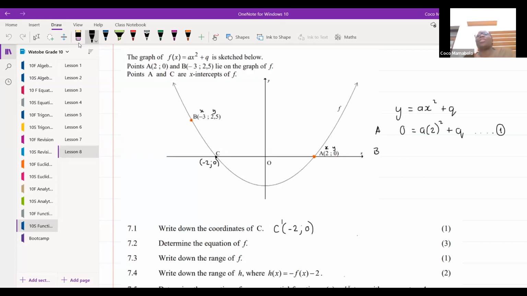5 over 2. Good. So I'm going to put over here, I've got 5 over 2 is equal to a, and then I'm going to replace x with -3 all squared plus q. And then we're going to name this equation 2. And then we're going to do simultaneous equations by elimination, guys. So we're going to take equation 1 minus equation 2. We want to minus all of that from each other. So 0 minus 5 over 2 will give us -5 over 2 is equal to, we can clean this up.